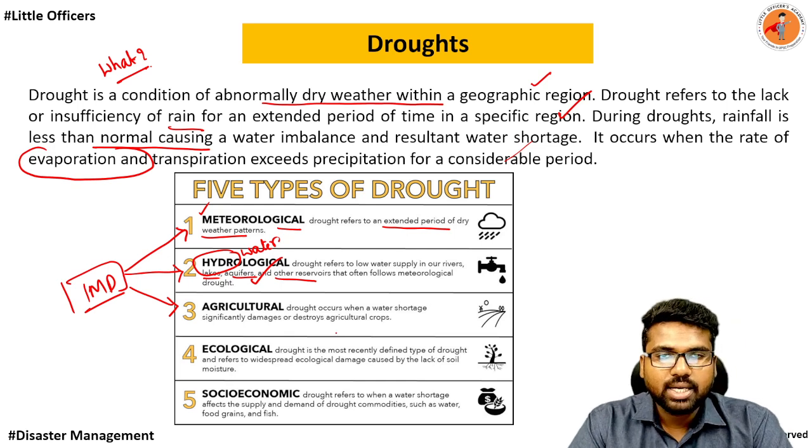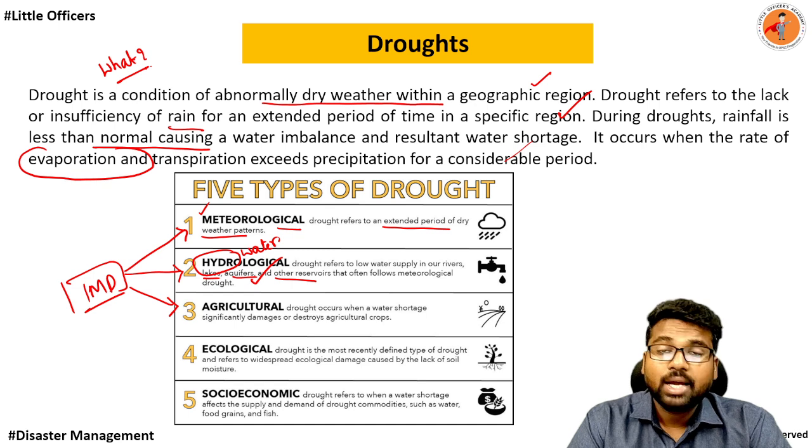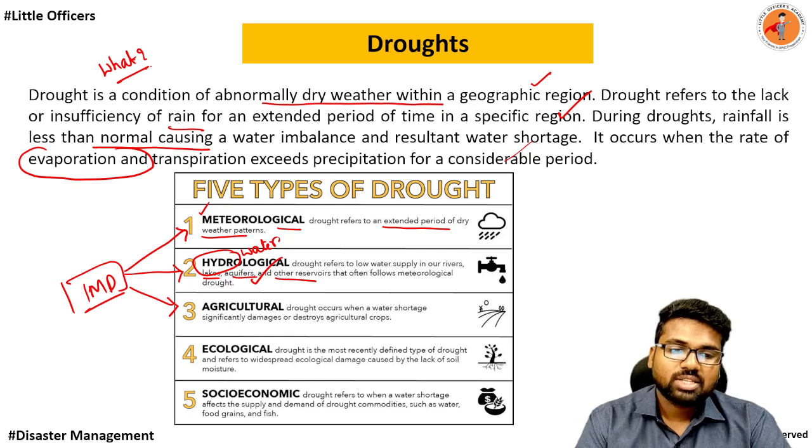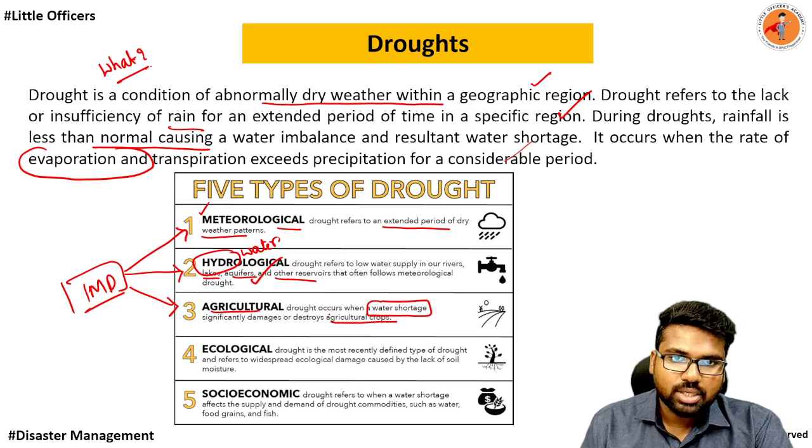Generally agricultural purpose के लिए we need moisture in the soil. If the soil is lacking the moisture, thereby not supporting the crops, then we say that is agricultural drought. So when there is shortage of water significantly destroying the agricultural crops.